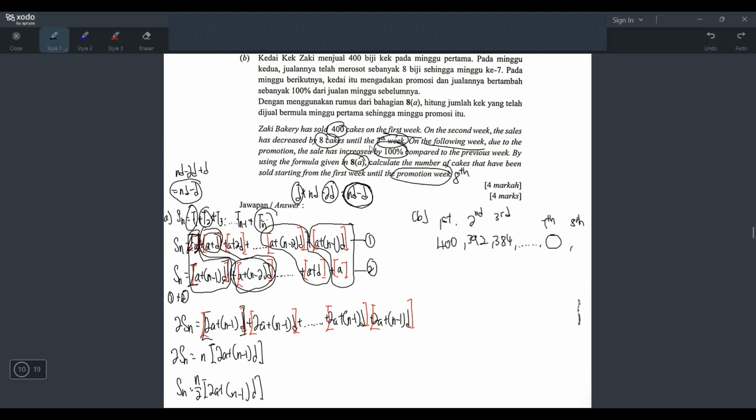It increased by 100%, right? What does it mean by increase 100%? It means you times 2. Increase by 100% means you times 2. It means the 7th week's sales times 2.